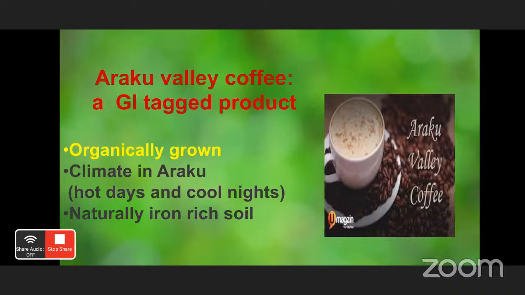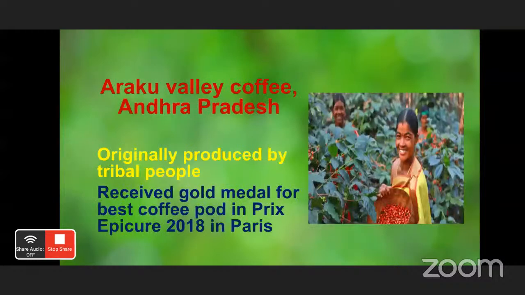This is a very, very good coffee. It is organically grown in that particular area. The climate in Araku is very typical: hot days with cool nights, and the soil is naturally iron-rich. In that area, the Araku Valley of Andhra Pradesh, the tribal people originally produced this coffee.